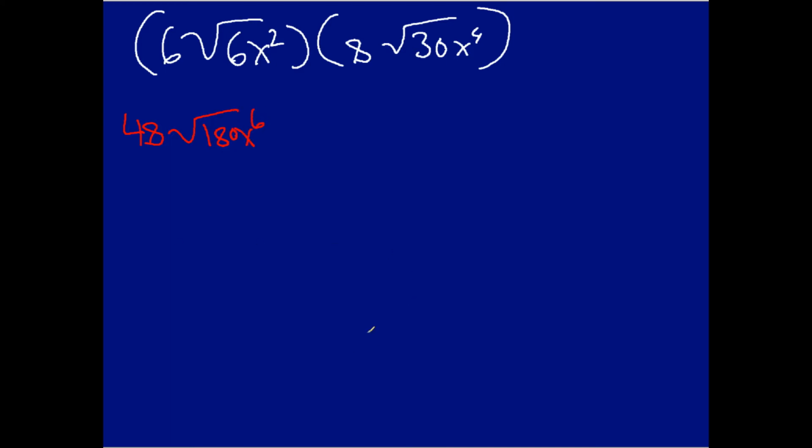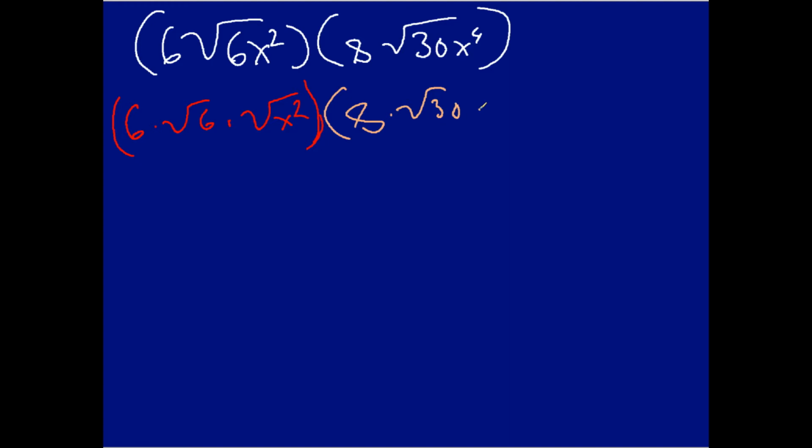Now, that's not what I do first. Let me back up. What I really want to do first is split apart these two radicals that I have. I made a mistake there. So I would do 6 times the square root of 6 times x squared. I'll just put parentheses over here for the sake of completing this. And then I would do the same thing over here: 8 times the square root of 30 times x to the 4th power.